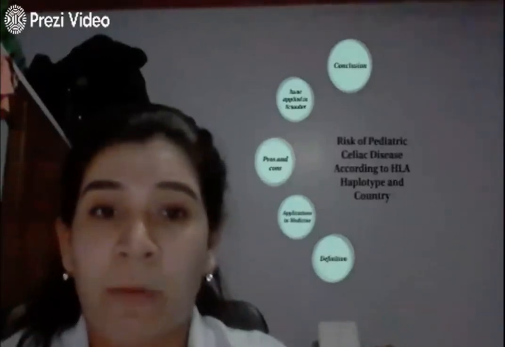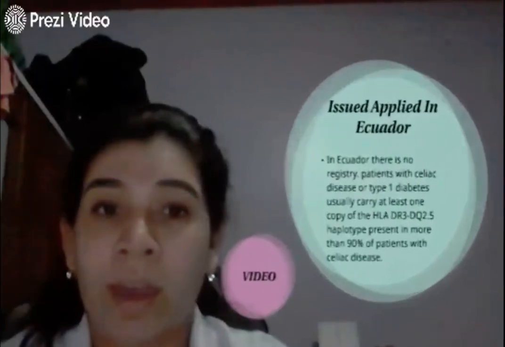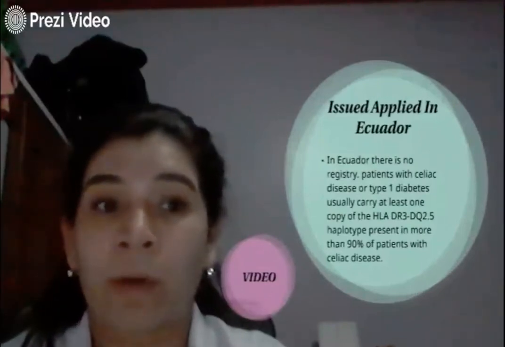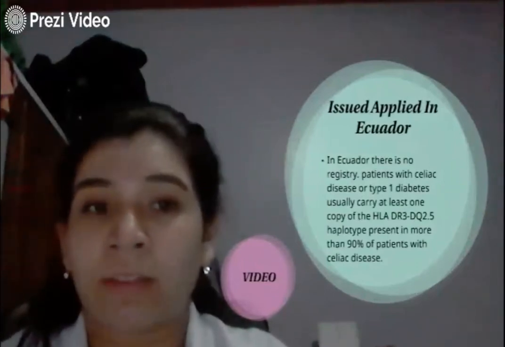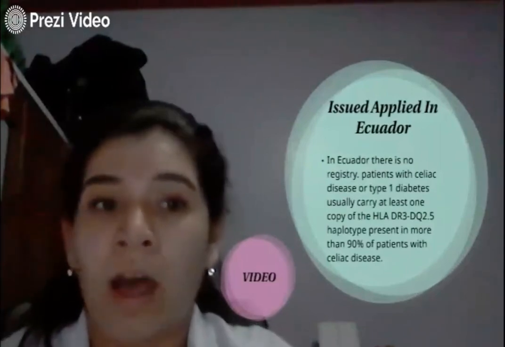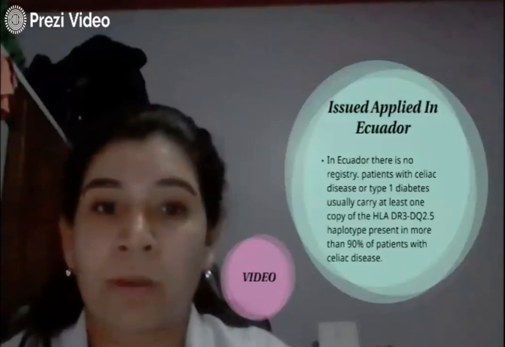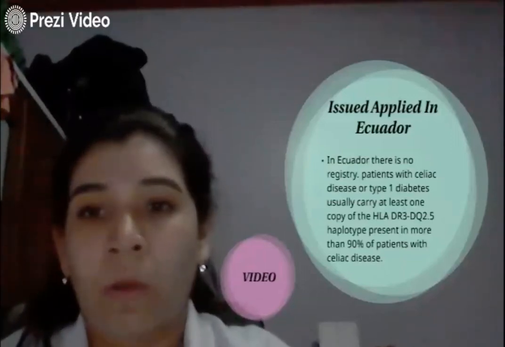Issue applied in Ecuador. In Ecuador, there is no registry. Patients with celiac disease or type 1 diabetes usually carry at least one copy of the HLA-DR3-DQ2.5 haplotype, present in more than 90% of patients with celiac disease. Conclude.